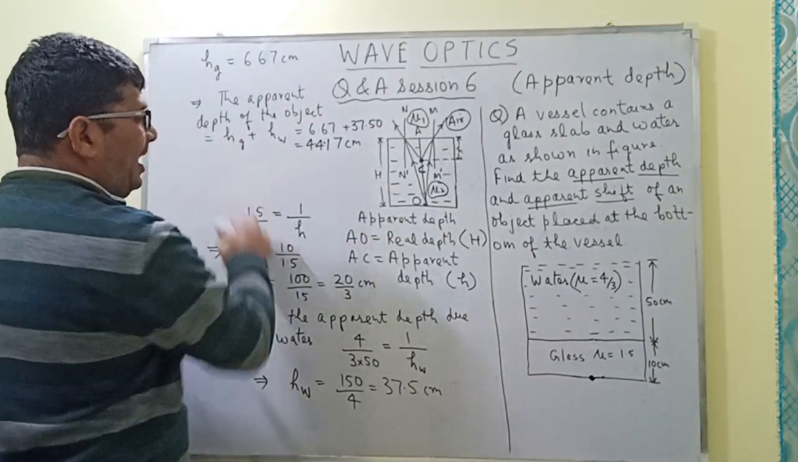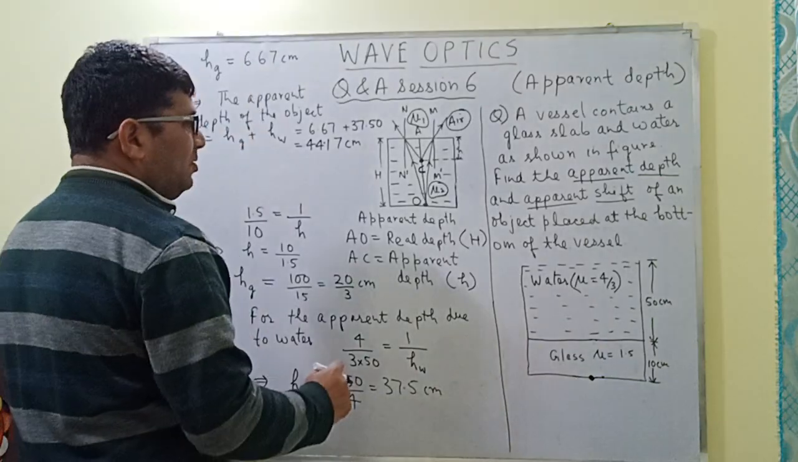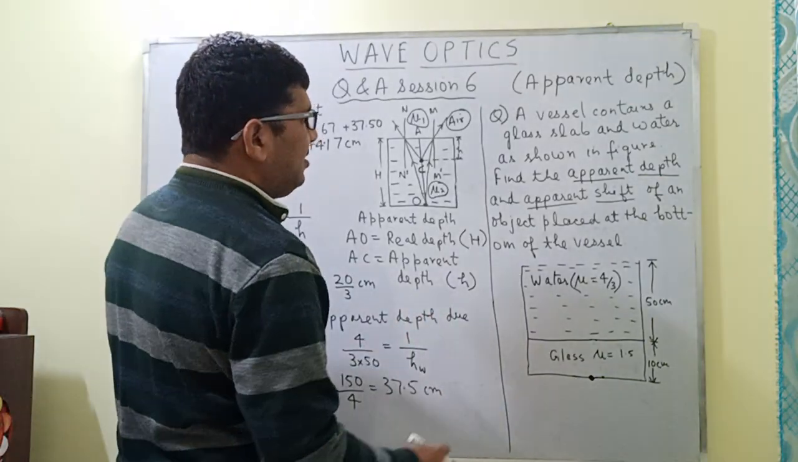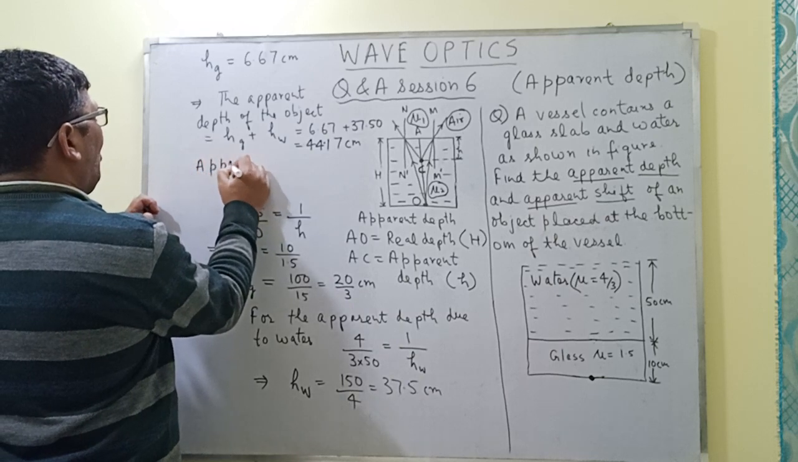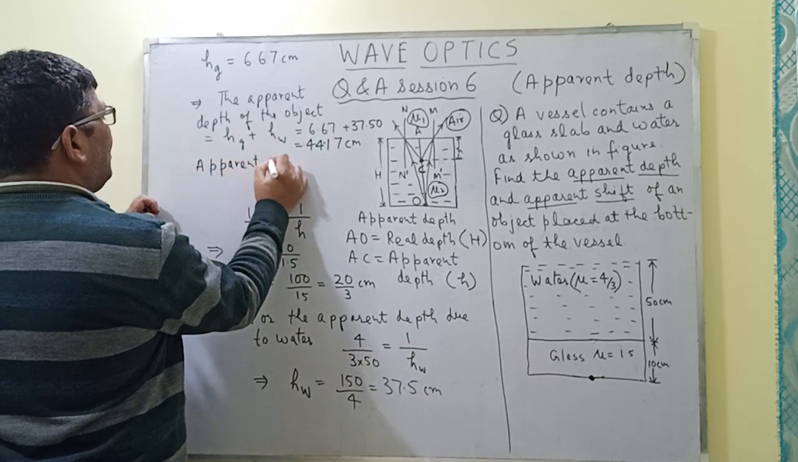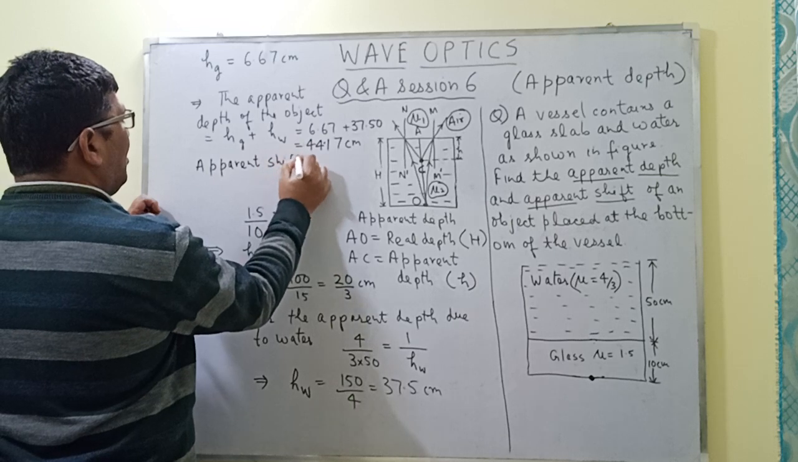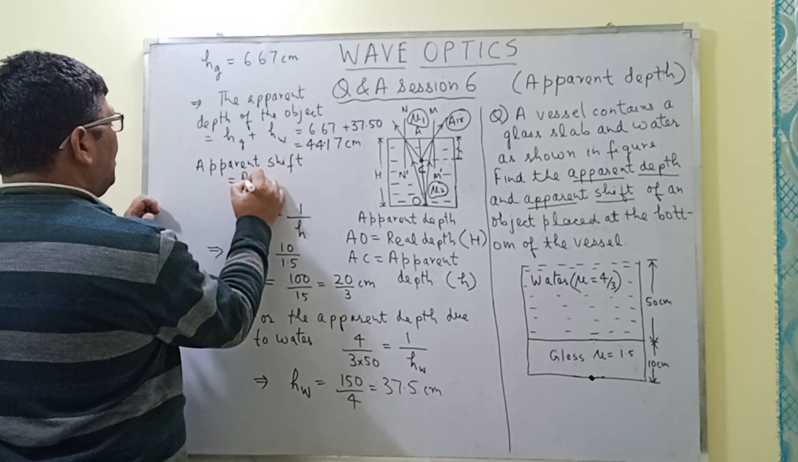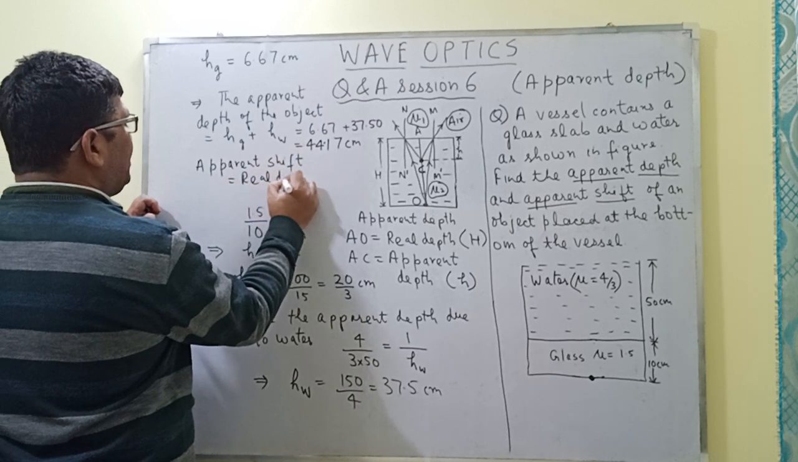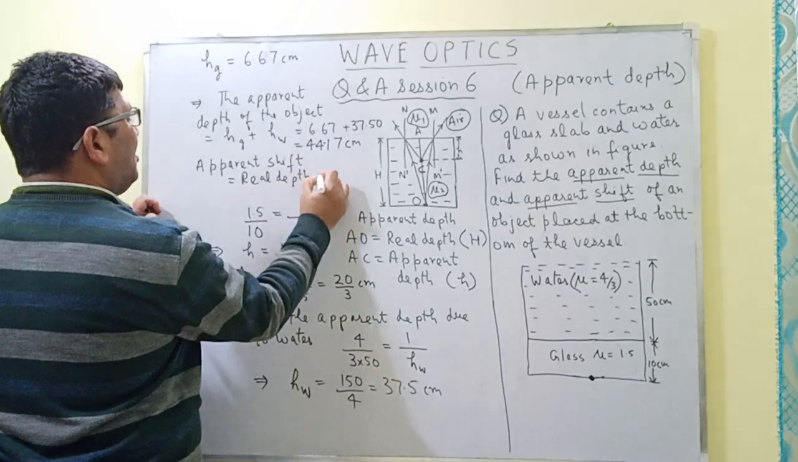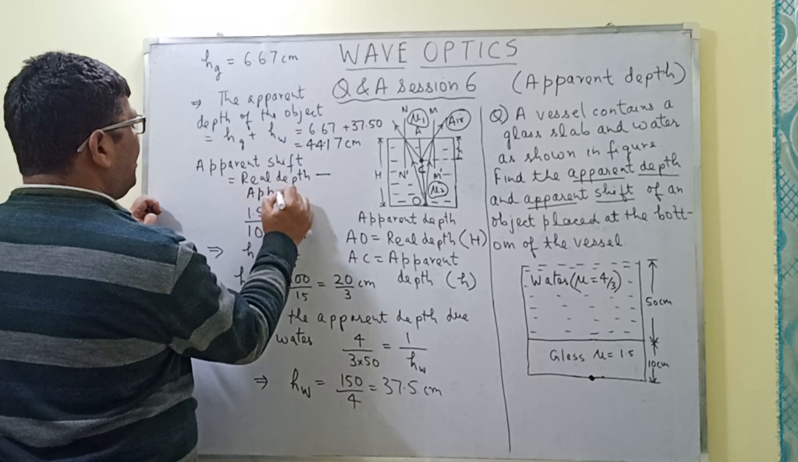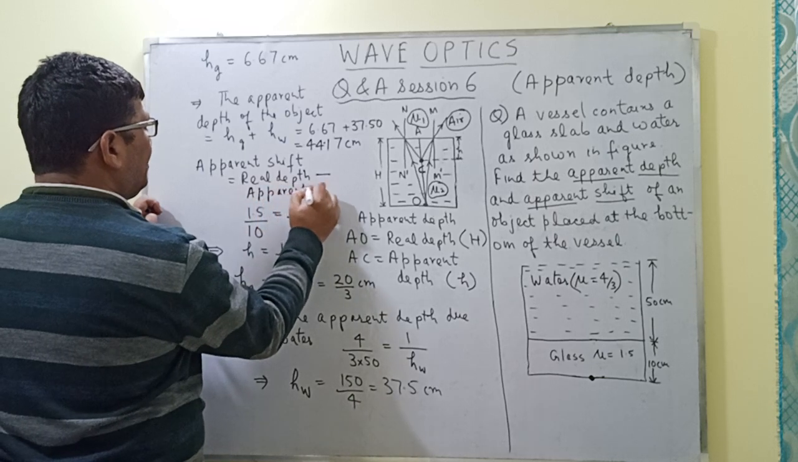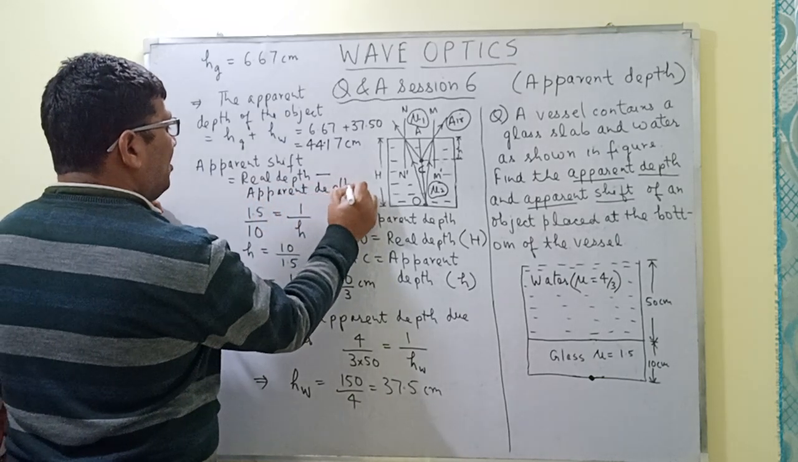Now I have to calculate the apparent shift also. So the apparent shift is basically, the formula for the apparent shift is equal to real depth minus apparent depth.